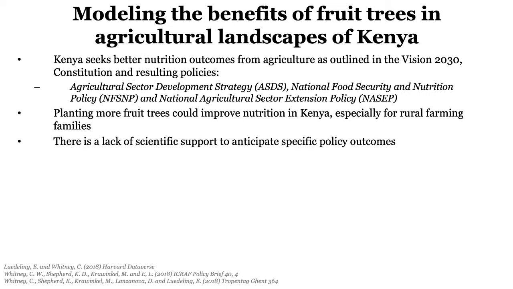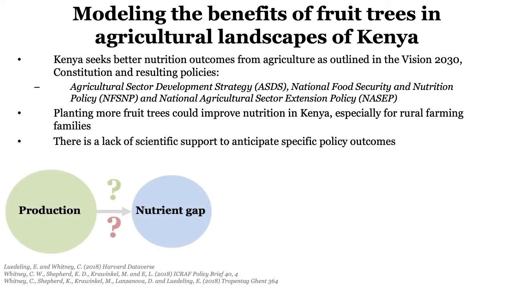But there's a lack of scientific support. This is where we build our ground for decision analysis approaches, because there's not that much scientific support to anticipate the policy outcomes. There's an idea of how changing the production, that is, increasing the fruit tree production on these rural farms, will ultimately influence and reduce the nutrient gap, that is, how much hunger and micronutrient deficiency communities are experiencing. But of course, there are some question marks around this. There's uncertainty.